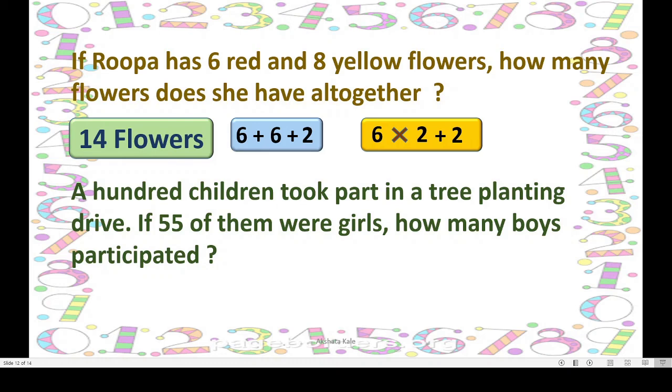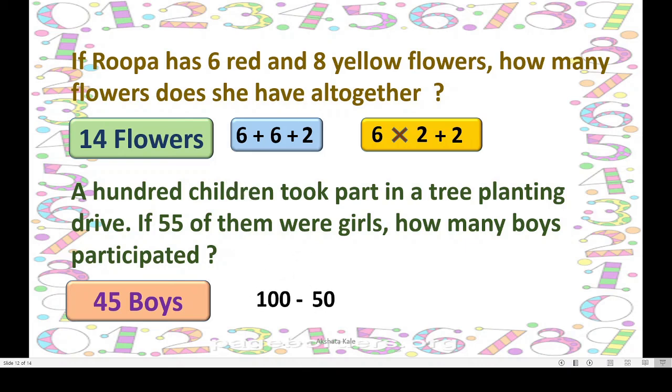100 minus 55 is, yes, very good, 45 boys were there. See dear children, one simple method I want to tell you. Here we can take 100 minus 50. You know the answer is 50. Again from that 50 you will minus 5, then you will get 45. See, if you find this easy, then you can follow this. Okay?